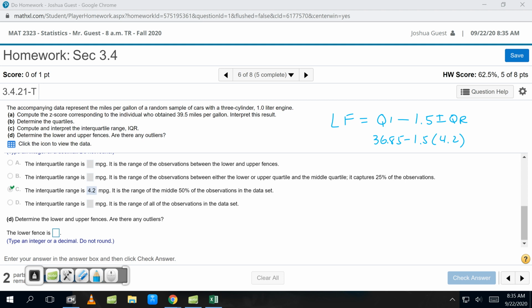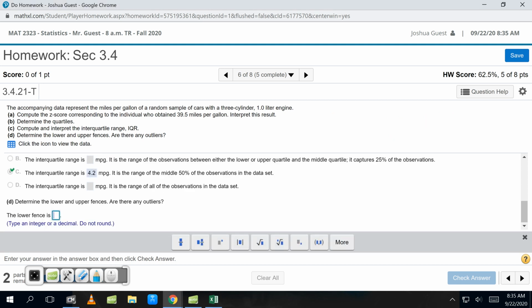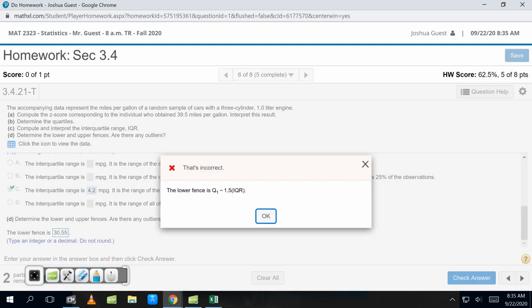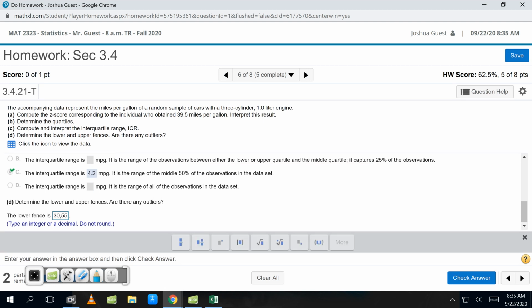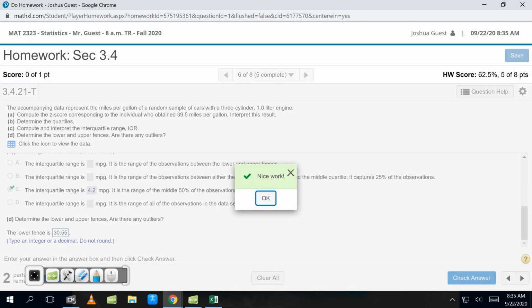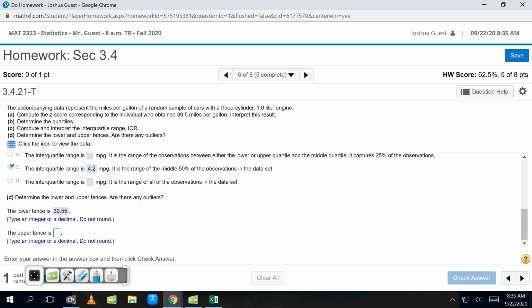Let's see. 1.5 times 4.2 is 6.3. So that's 30.55. So the lower fence is 30.55. So let's check that and see if that's what we get here. 30.55 for the lower fence. Oh, I hit comma. So hopefully that'll be right if I don't hit comma. I was trying to be European there. Right, they use commas where we use decimals and backwards. All right, so there it is, 30.55, lower fence.